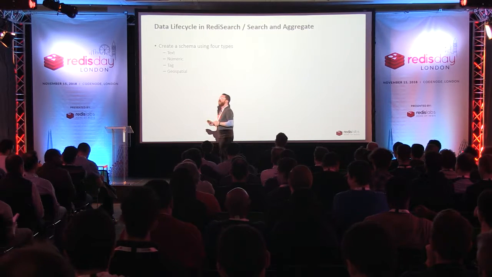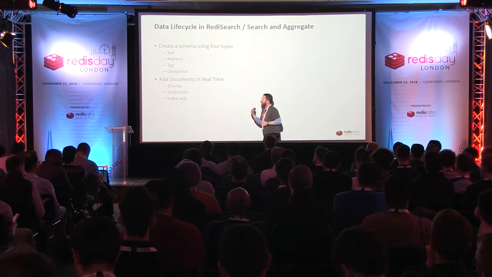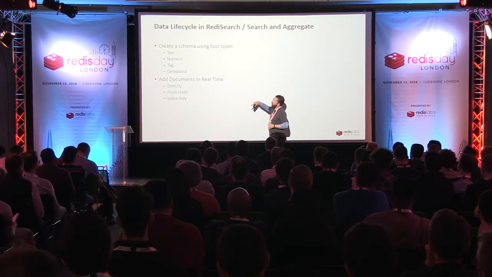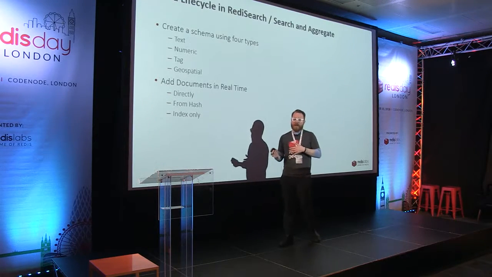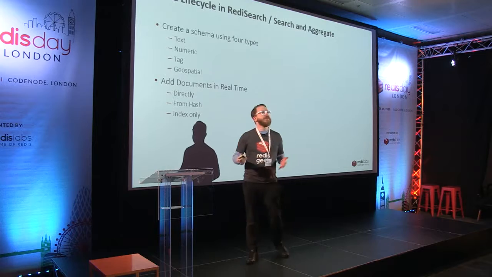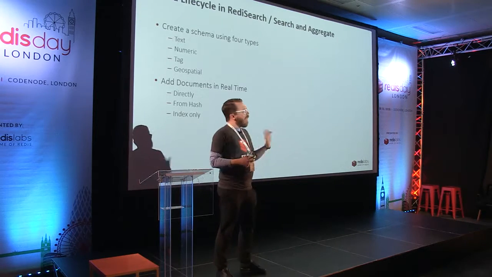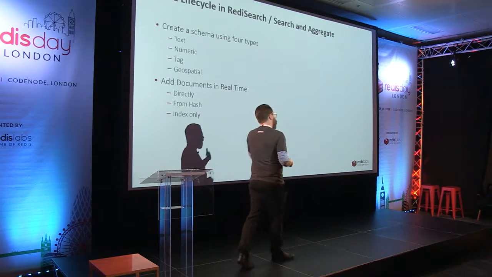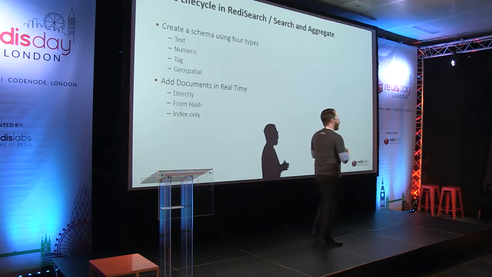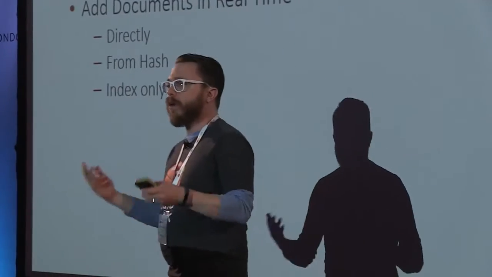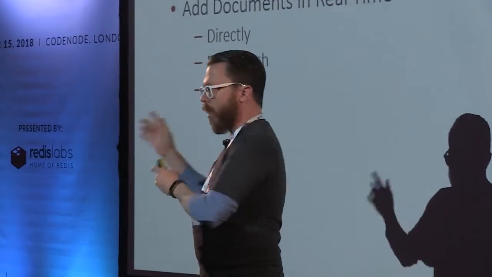So the other thing you have to do is add documents. After you create the schema, you can add documents in real time. That means that when you add documents, there is no practical delay between the document being added and it being available in query. So you can add things directly. You can just say, hey, RediSearch, here's a document. And we have the command FT.ADD, just like SET or whatever in regular Redis. You can also have a hash that you already have in Redis and say, I want to just add it from the hash.